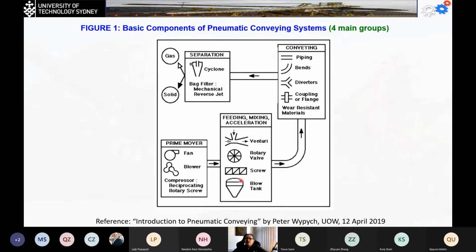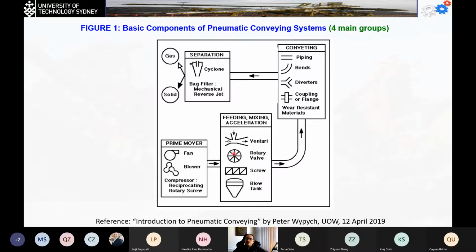Now, the second step, after we pressurize or move the air, is that we need to add the material, and this can be done by using feeding, mixing, or acceleration. We can do that by using the venturi, which sends the air from one side while the material is fed from the other side, and we get a mixture which is accelerated to a very high speed, moving to the end destination.